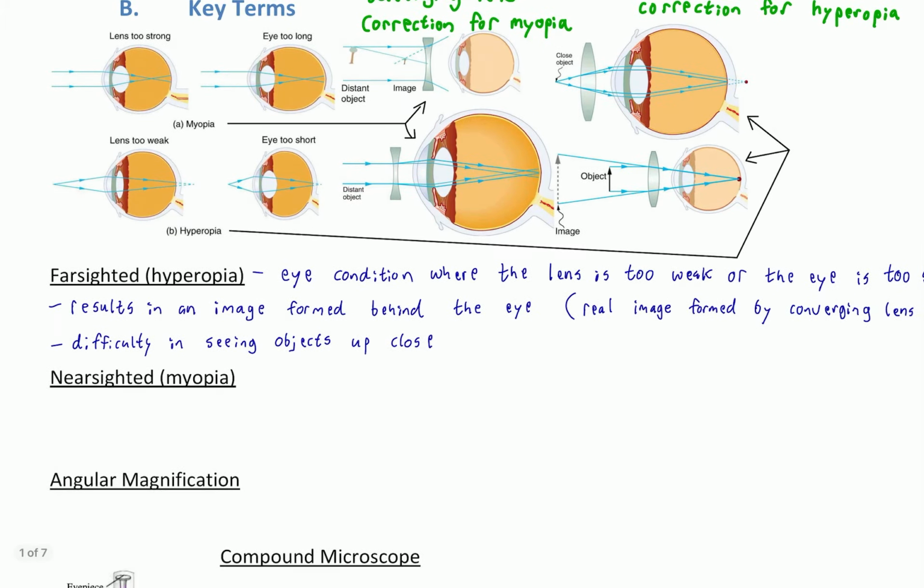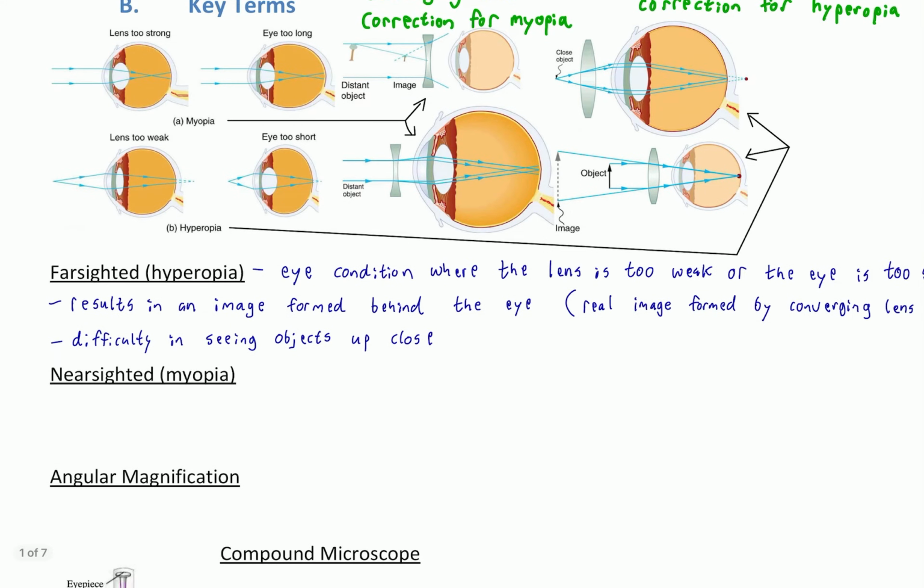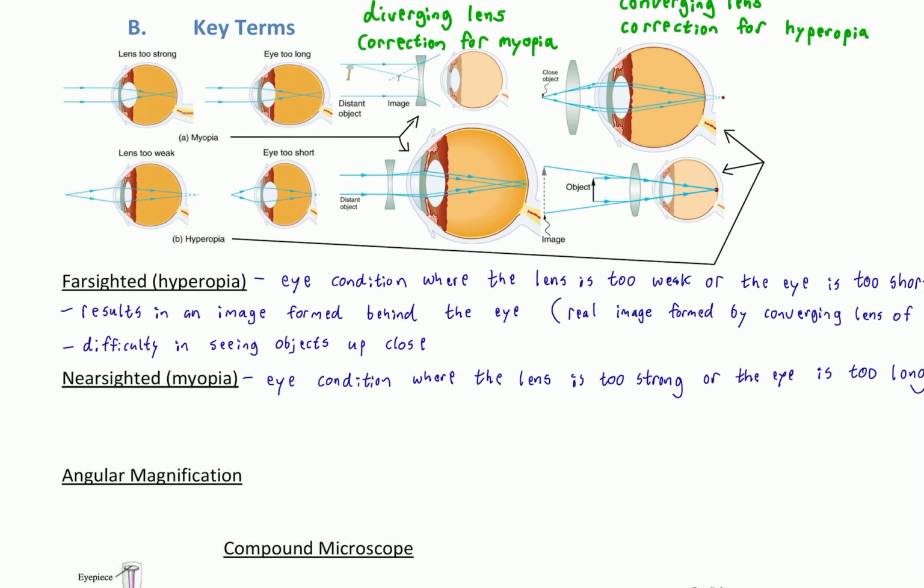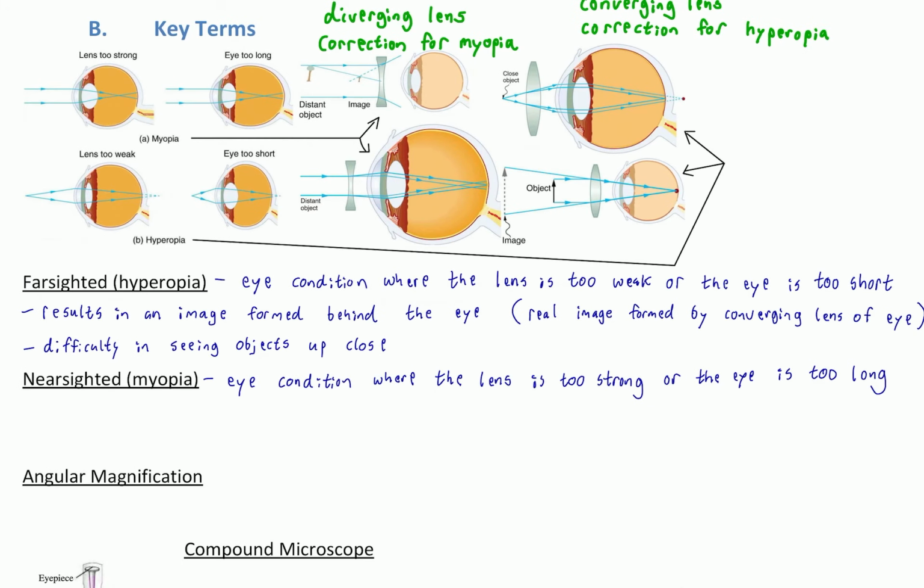But what about nearsightedness? Well, based on the naming convention here, we can guess that nearsightedness is someone that has difficulty seeing objects far away, because it means you can see okay up close. All right? So it is an eye condition where the lens is too strong or the eye is too long. All right? So it's just the opposite of farsighted. And it results in an image formed in the middle of the eye, right? Before we saw the image being formed behind the eye without correction.